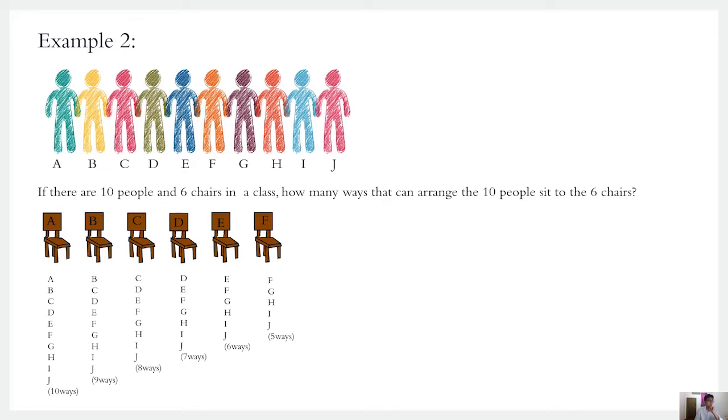So now we can calculate the total ways. The total ways is 10 multiplied by 9 multiplied by 8 multiplied by 7 multiplied by 6 and multiplied by 5. So there are a total of 151,200 ways to arrange 10 people to sit in the 6 chairs.